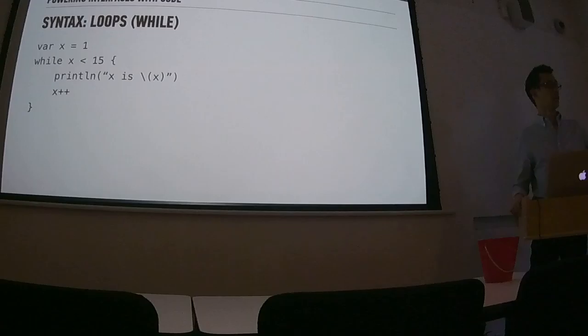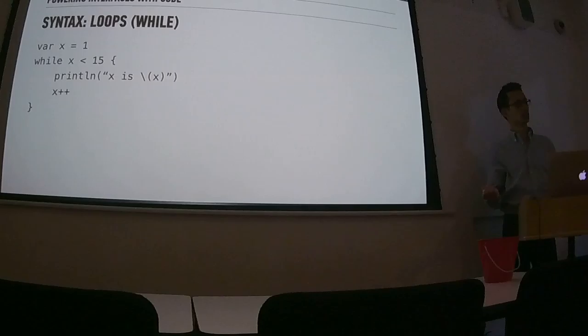Technically, x gets assigned 15. But what you're actually getting at is the value 14 is the last valid value of the loop, because 14 is indeed less than 15, so that evaluates true. 15 is not less than 15, so that evaluates false.